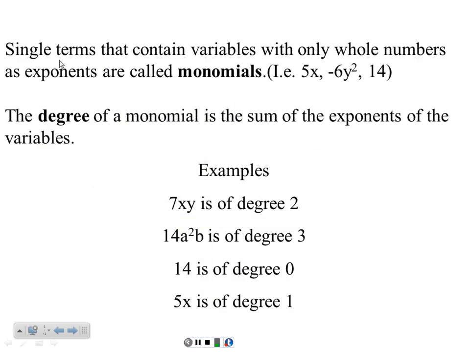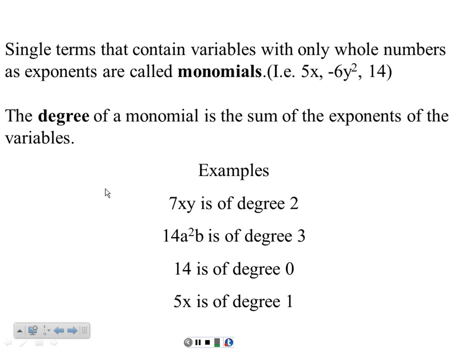Alright, so single terms that contain variables with only whole numbers as exponents are called monomials. We've already discussed that. So the next thing we're going to discuss is degree. Again, on the test, I'm going to ask you to add, subtract, multiply, and divide these polynomials, and for your answer, you're going to have to classify it. Classify means monomial, binomial, trinomial, or polynomial. And then I'm also going to ask you to tell me the degree. So the first thing we're going to talk about is how to find the degree of a monomial, a one-term polynomial. What you're going to do is add, because sum means to add. Find the sum of the exponents of the variables only.